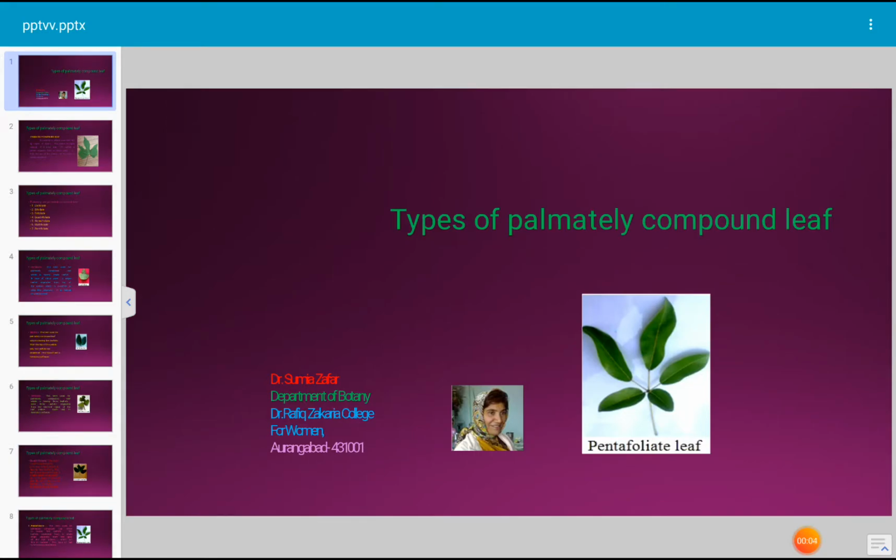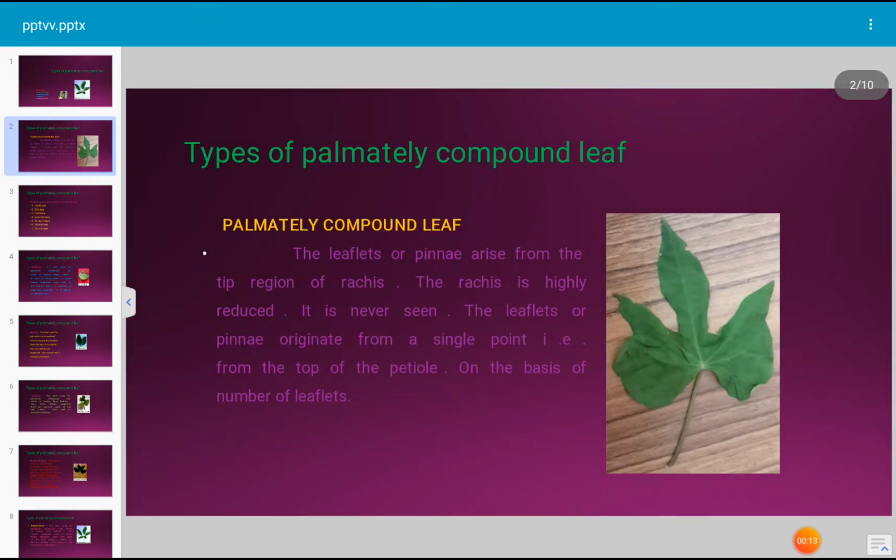Today's topic for discussion is types of palmately compound leaf. Let us see what is palmately compound leaf first. That is, the leaflets or pinnae that arise from the tip region of the rachis of a palmately compound leaf. The rachis is highly reduced. It is never seen. The leaflets or pinnae originate from a single point, that is from the top of the petiole. This is the palmately compound leaf.